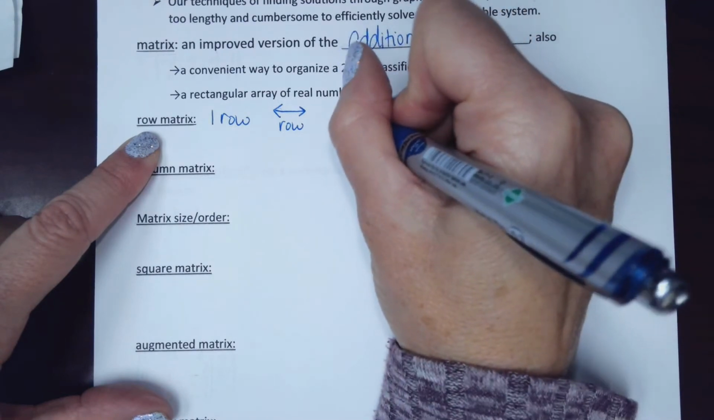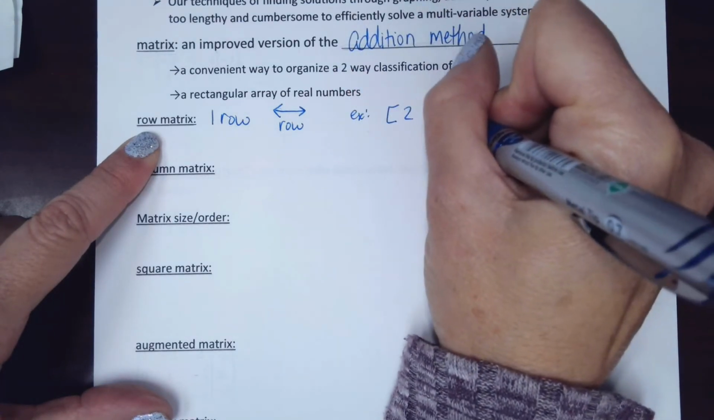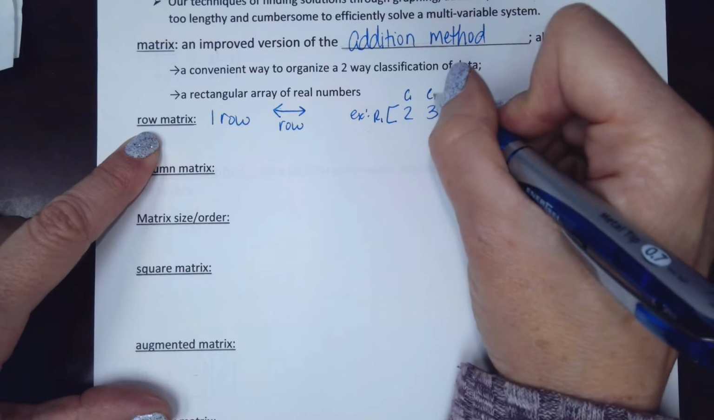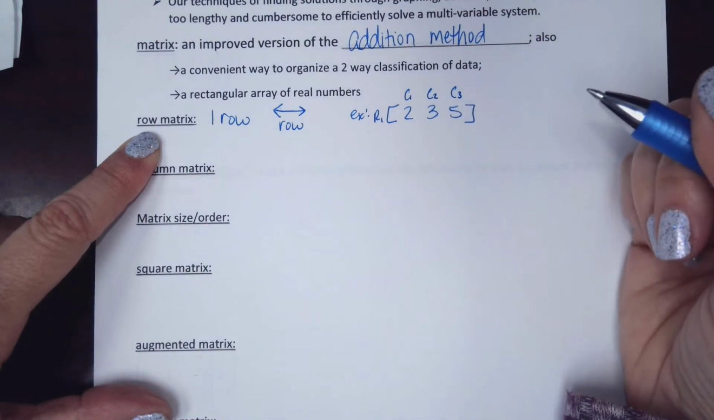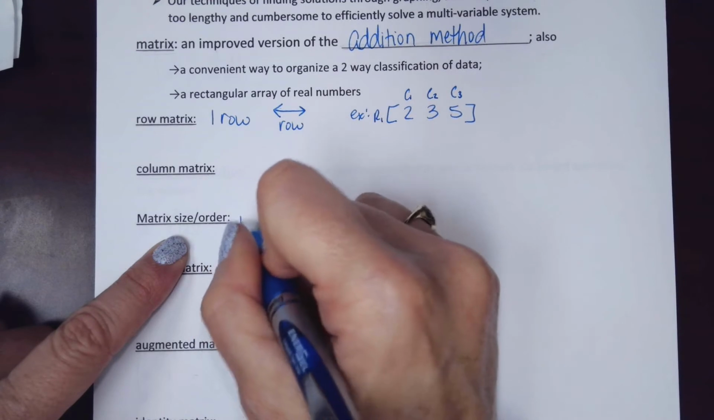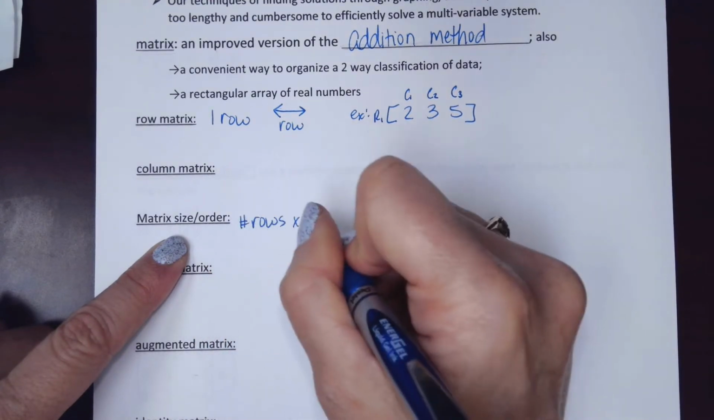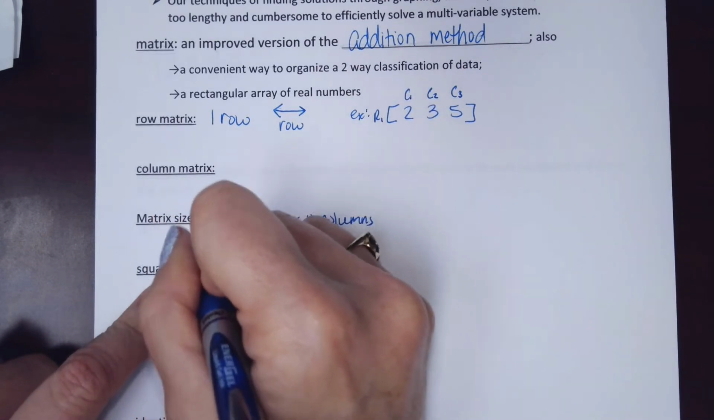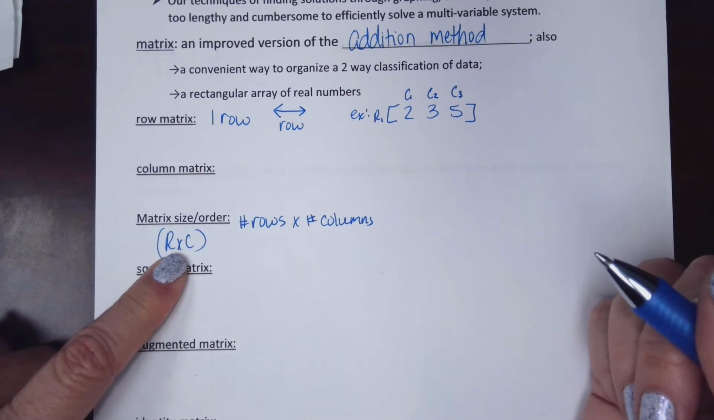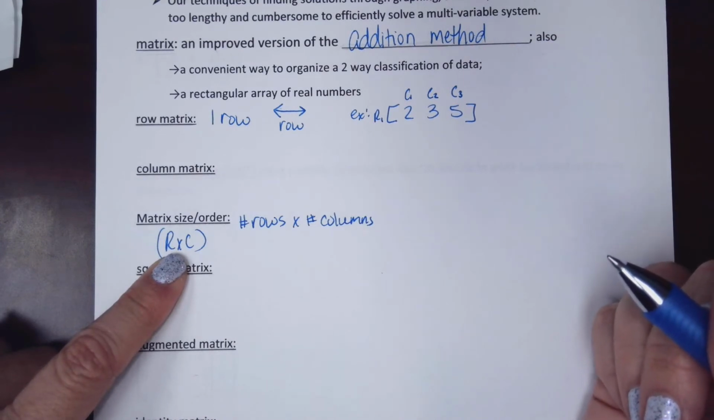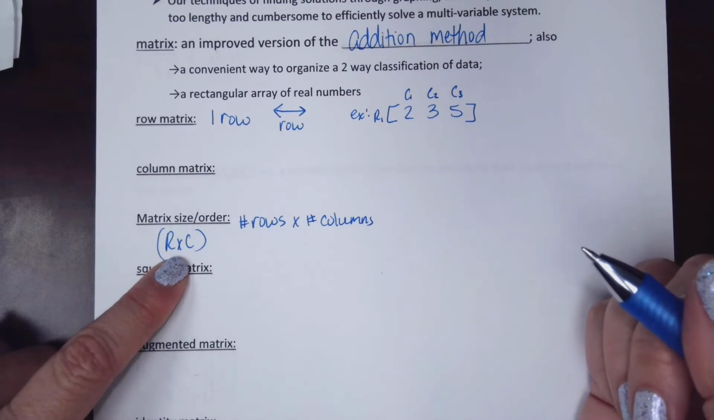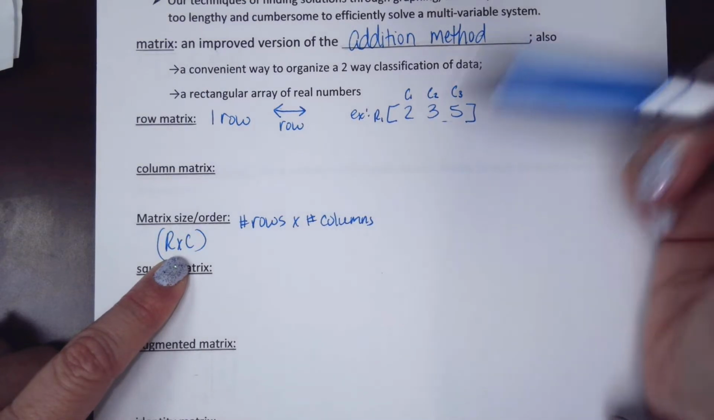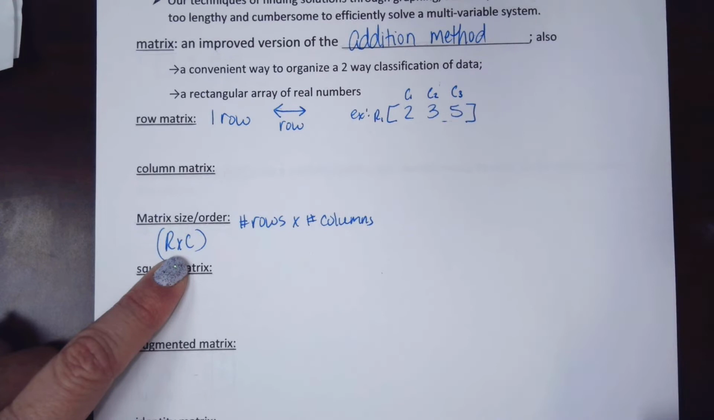So, for example, a row matrix might be 2, 3, 5, where I have one row and 1, 2, 3 columns. Our matrix size or order is always the number of rows by the number of columns. So R times C, or R by C, gives us the size of our matrix. Whatever you need to remember that rows come first, RC Cola is a thing, Royal Crown, whatever gets you in that correct order. Rows go across, columns go up and down, columns hold up the porch roof.